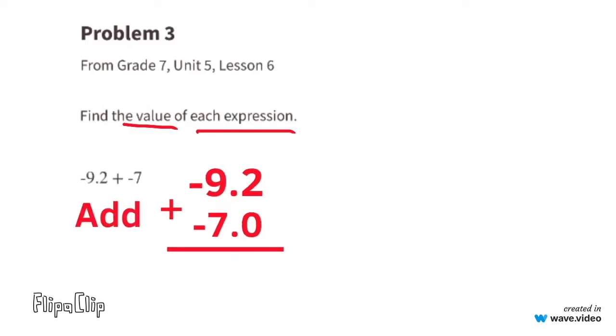Negative 9.2 plus negative 7. That's just like negative 9.2 and another negative 7. So we're really adding two groups of negatives. Negative 9.2 plus negative 7. That's a total of negative 16.2. So the value for this expression is negative 16.2.